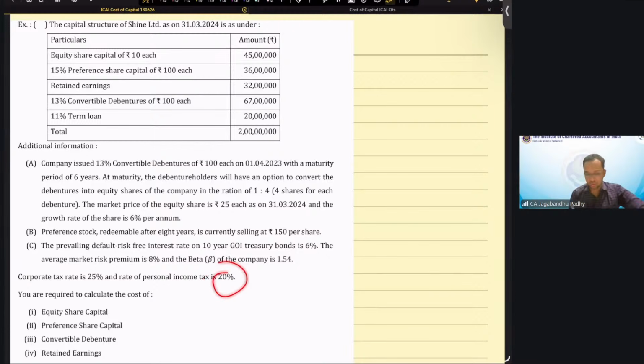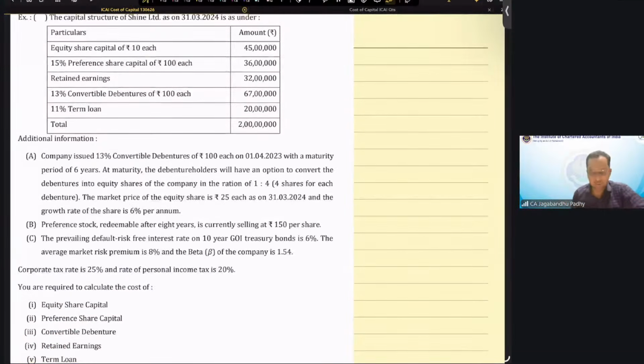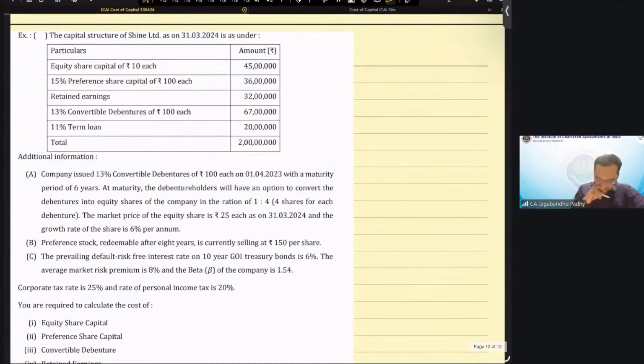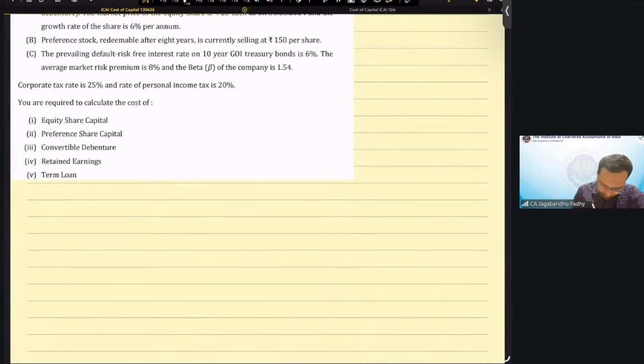Now, this is something new when we want to compute the cost of retained earnings. So you have to calculate the cost of equity shares, preference share, convertible debenture, retained earning, and term loan. And then, of course, after that, we'll do the weighted average cost also. So let's first take up the situation of equity share capital. We'll say calculation of cost of equity.